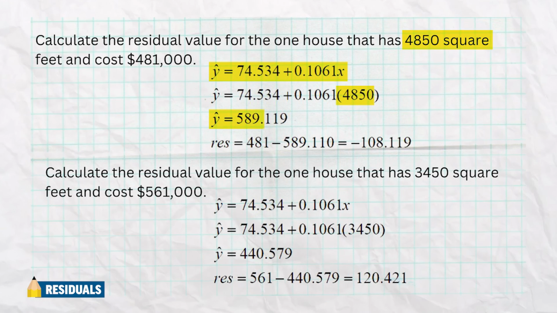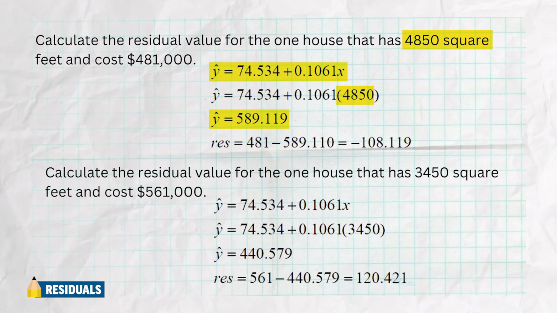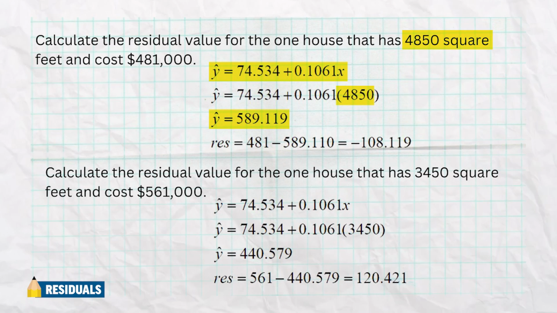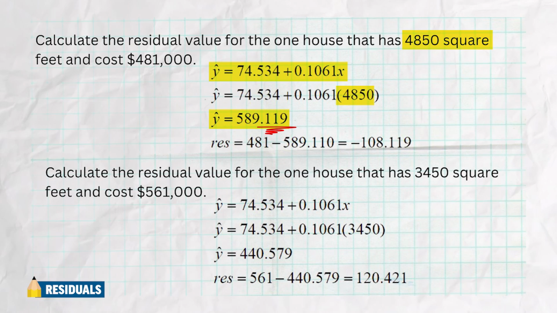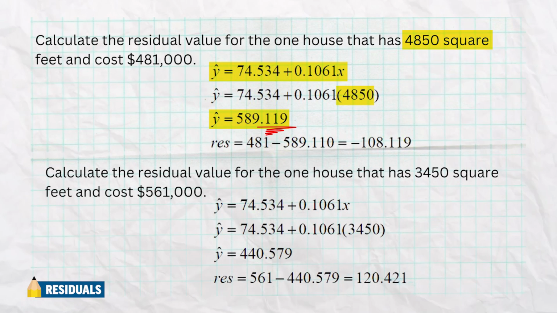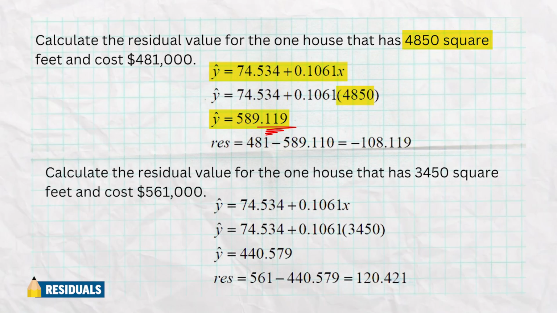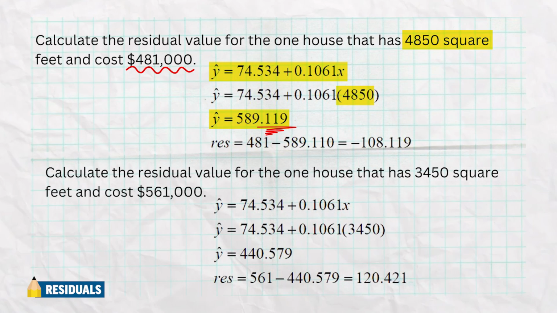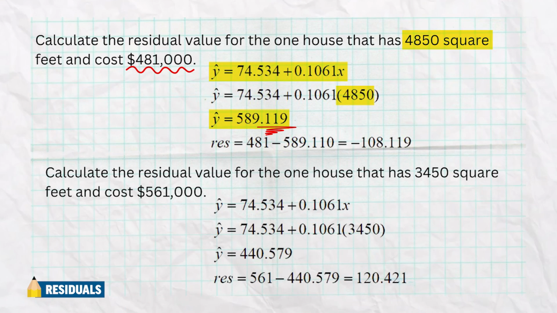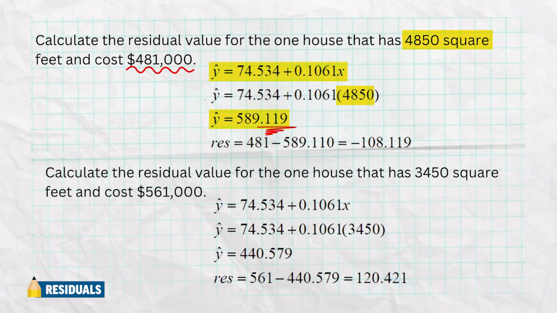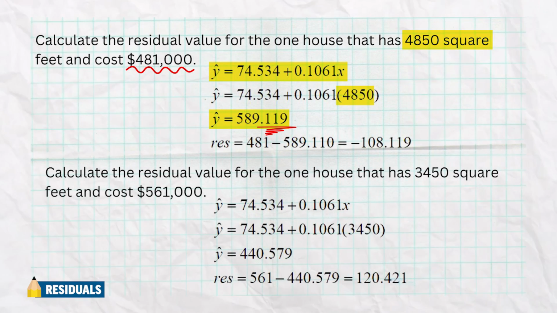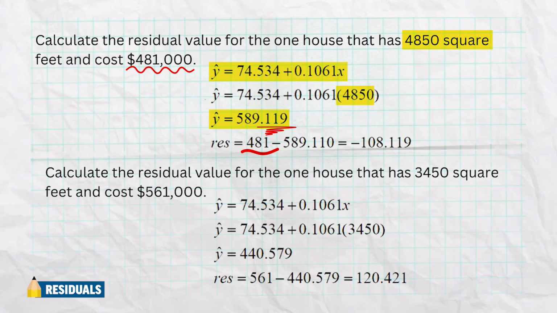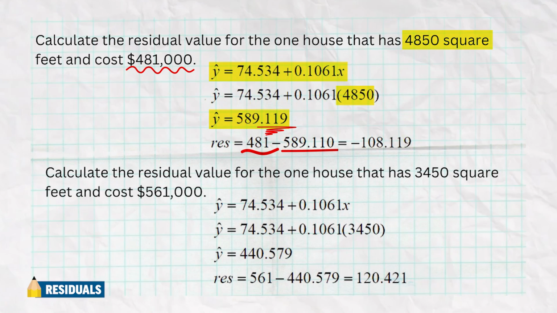and do the simple math to get my predicted value. Now, please note that this is in thousands, so I actually need to move this decimal 1, 2, 3 times. That'd be $589,119. So the actual price of the house was $481,000, but my model predicted it, based on its square footage, to be about $589,000. So the residual is the difference between the actual price and the predicted price.